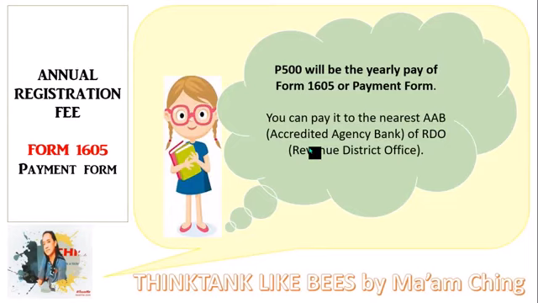The annual registration fee for Form 1605 is 500, the yearly fee for the payment form. You can pay it at the nearest AAB or accredited agency bank of the RDO or Revenue District Office. Mostly Land Bank is the AAB of the Revenue District Office.